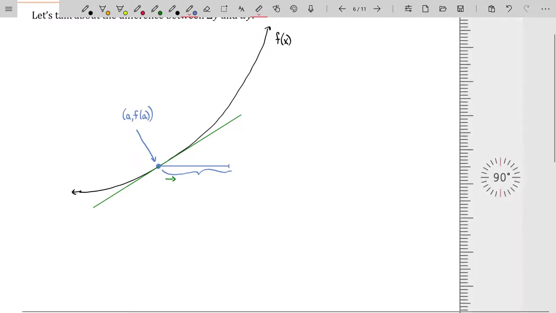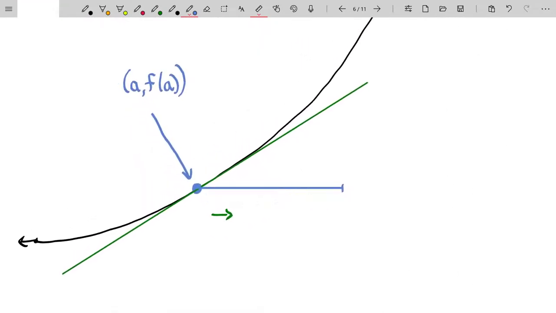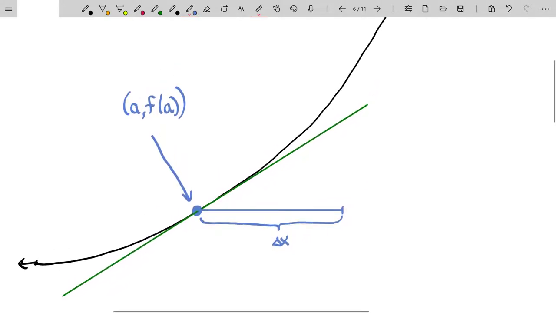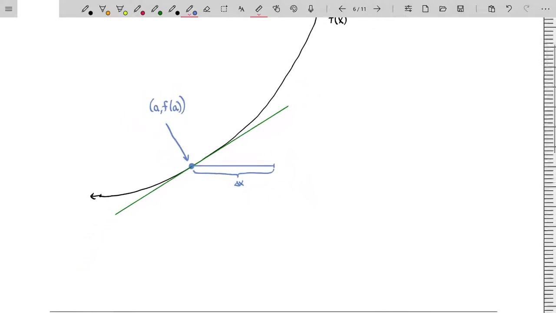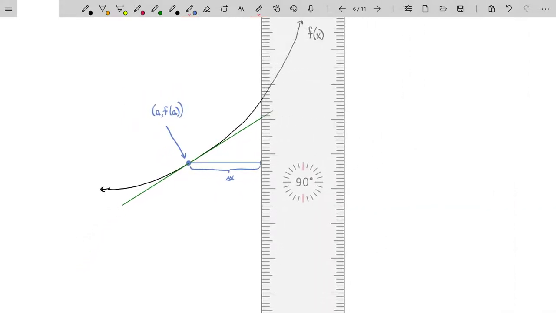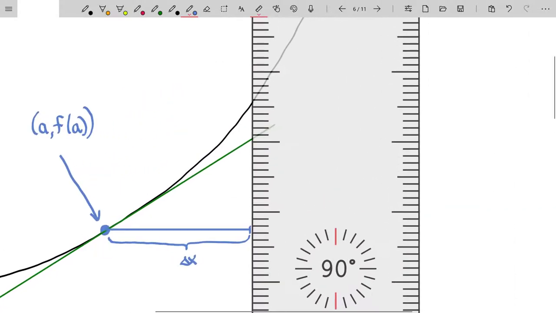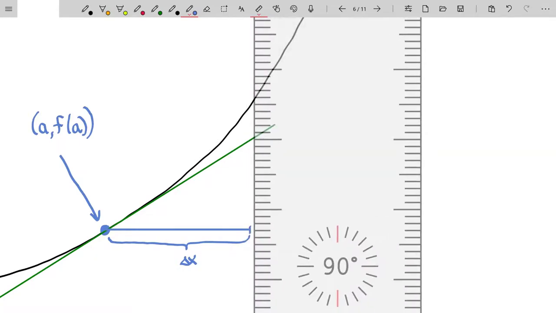Let me move this off my screen, otherwise my pen will be drawn to it like a magnet. So here we go. That's delta x, just a change in x. That's all we're doing. And of course, if that's our change in x, if we want to get back to the function, we would have a corresponding change in y.